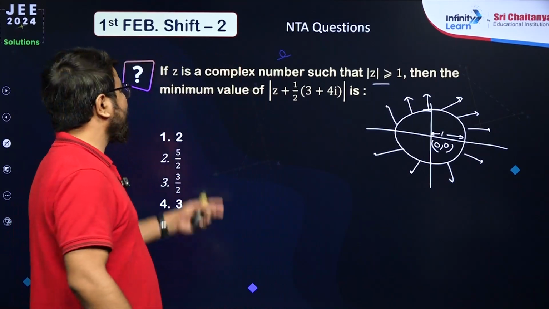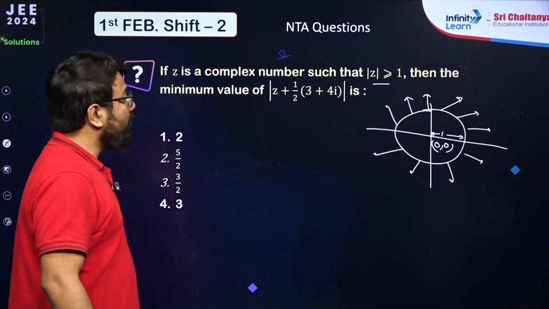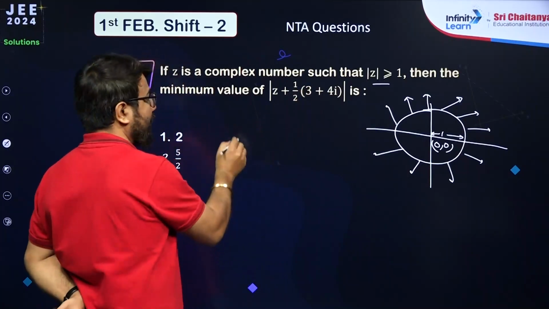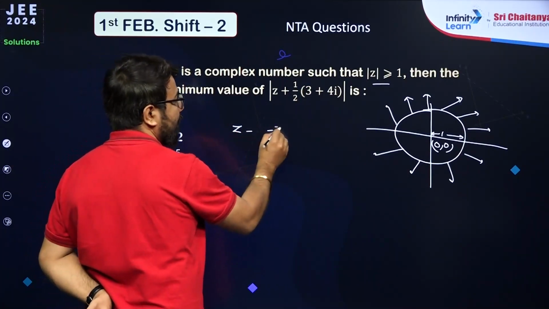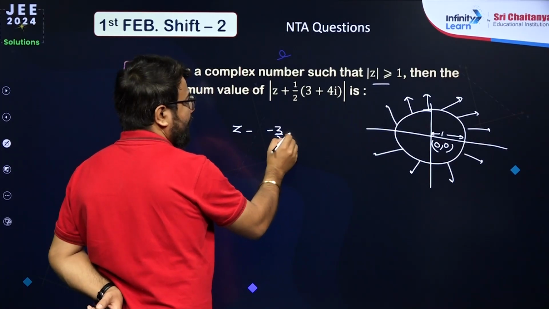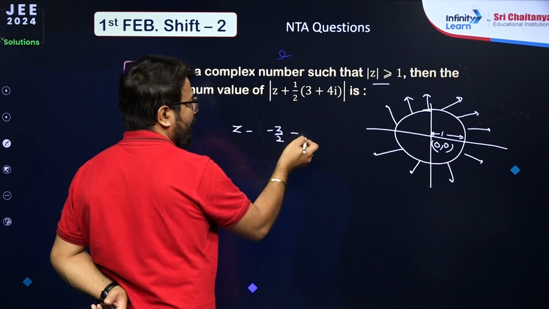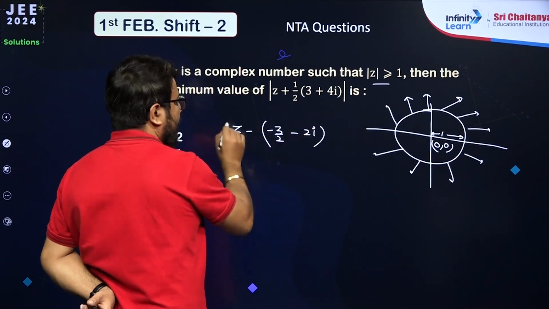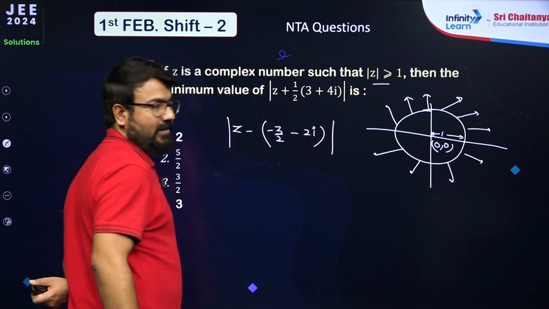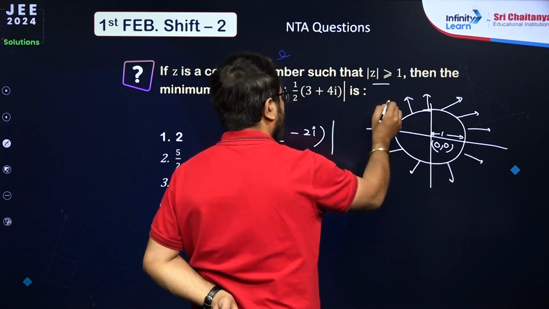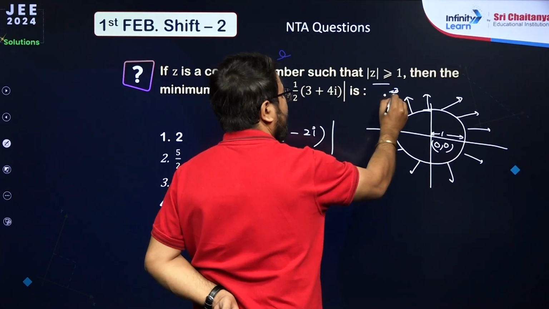Now they are asking for the minimum value of this function. If I try to convert it into z minus something, it will be z minus (minus 3 by 2), and then we can write here minus 2 iota, and this has the modulus taken. So the point minus 3 by 2 and minus 2 would be outside this circle.